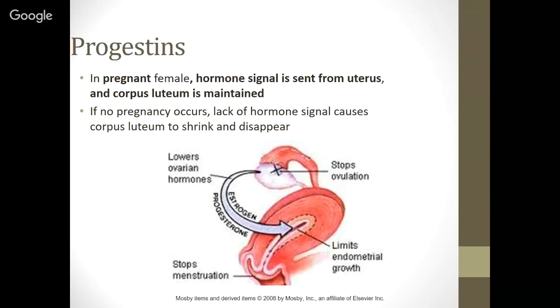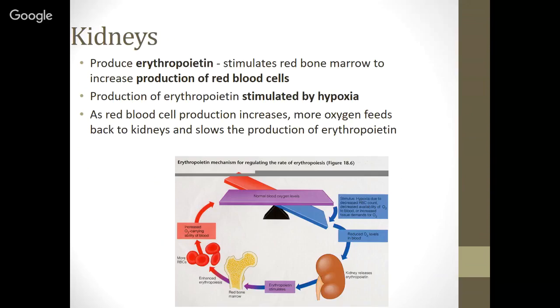In the pregnant female, the hormone signal is sent from the uterus and the corpus luteum is maintained. So once that egg is fertilized and a blastocyst attaches to the wall of the uterus, it sends a signal back to the corpus luteum to stick around and produce more progesterone. If there is no pregnancy, we don't get fertilization of the egg, then we don't have a hormone signal, and then the corpus luteum will shrink and disappear, and we'll go through the cycle again.